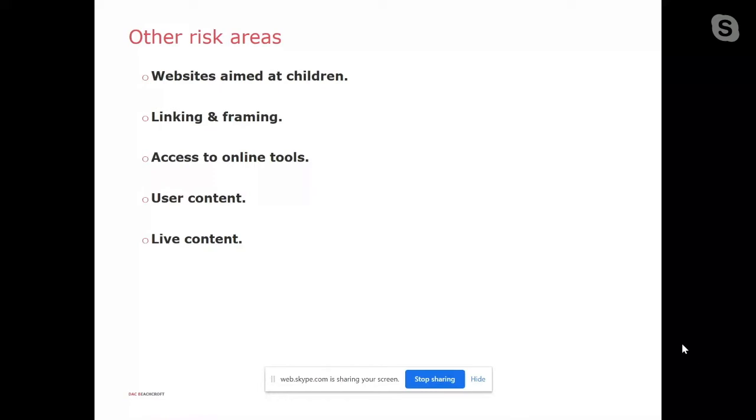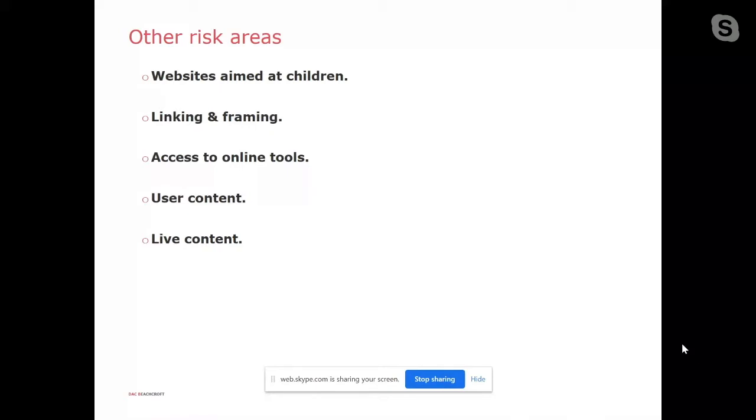A couple more, if you're providing access to a SaaS platform or software tools, then there are likely to be additional license terms that you'll need to integrate, normally done via what we call a click wrap license.